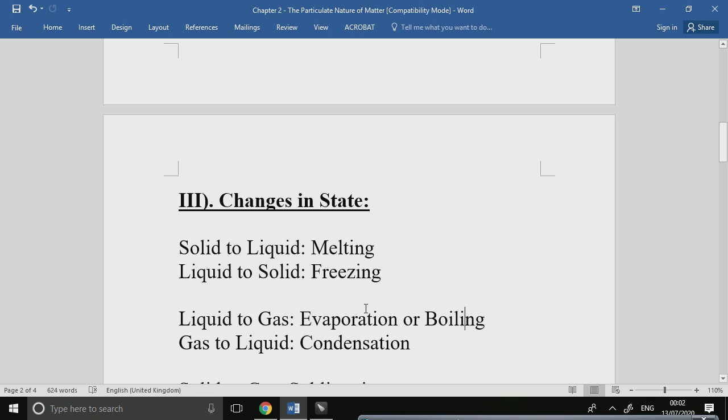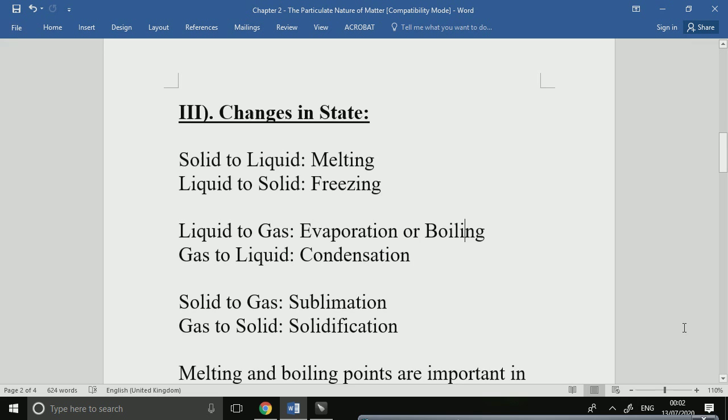Now what is evaporation or boiling? In evaporation also, liquid particles change into the gaseous state, but there is no extra or excess heat provided. The liquid gains heat at normal temperature from the surroundings and changes into vapor. This is evaporation. But when we provide heat to the liquid, this becomes boiling. Okay, condensation is the reverse of boiling.